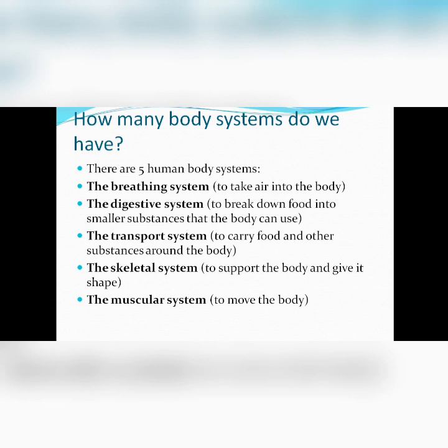Now, how many body systems do we have? There are 5 human body systems. The first one is the breathing system. The function is to take the air into the body. And the second one is the digestive system. The function is to break down food into smaller substances that the body can use. And then the third one is the transport system. The function is to carry food and other substances around the body.